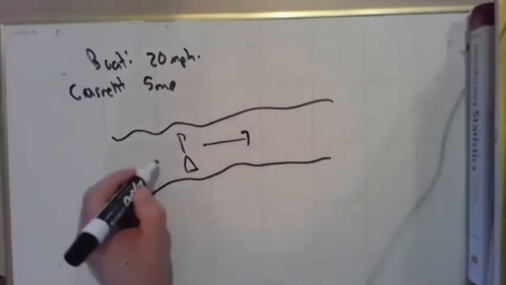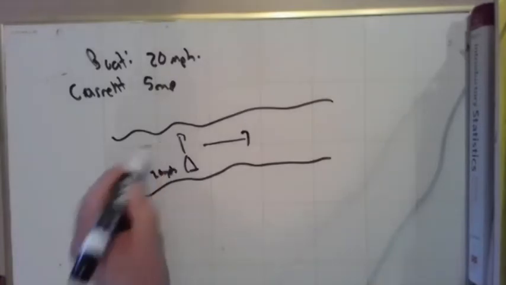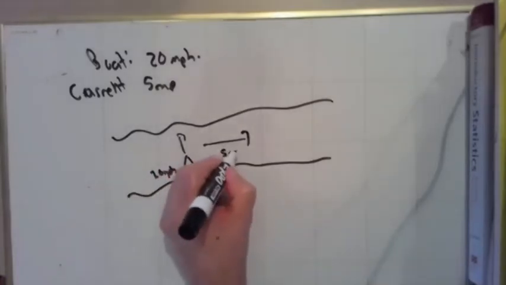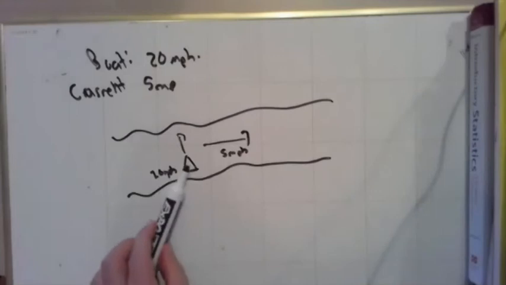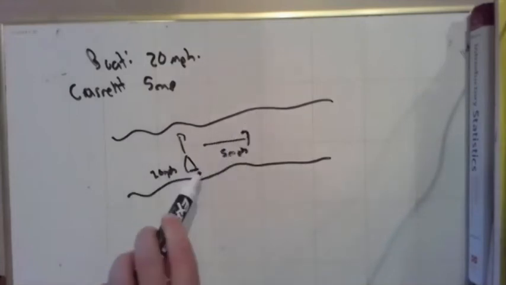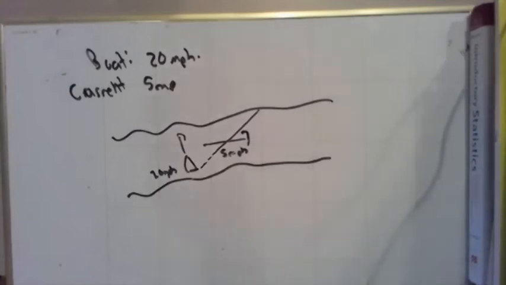So the boat's going 20 miles per hour up, trying to go across, but the current is trying to make us go down. So, I mean, you can see what's going to happen. We're going to go like this. We're going to end up going across the river. We need to figure out the net speed and direction of the boat.